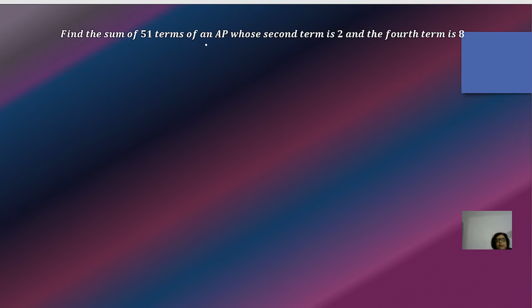Find the sum of 51 terms of an AP whose second term is 2 and the fourth term is 8. Now this is a very simple question. Directly, first of all, we have to take the help of the general formula. So the second term can be written as a plus d, and this is equal to 2. And the fourth term can be written as a plus 3d, and this is equal to 8.